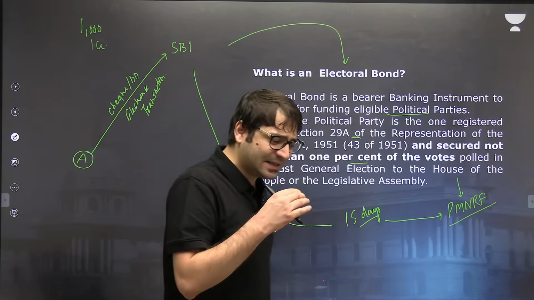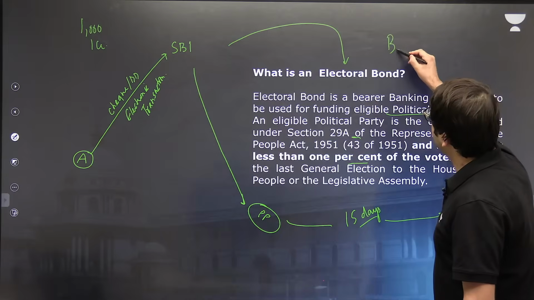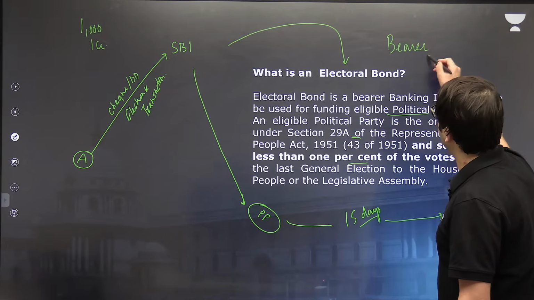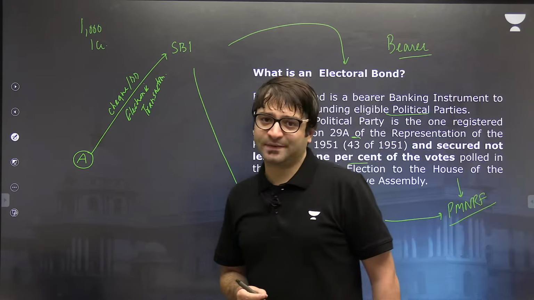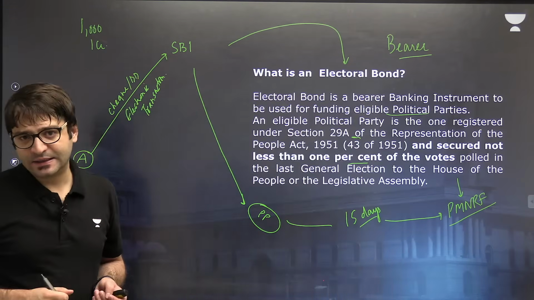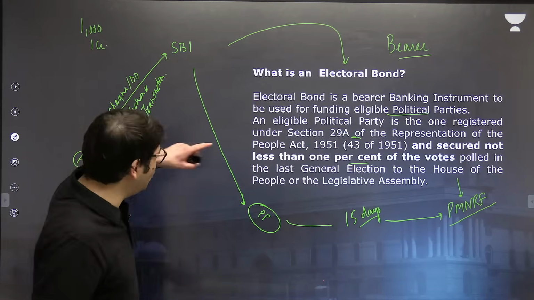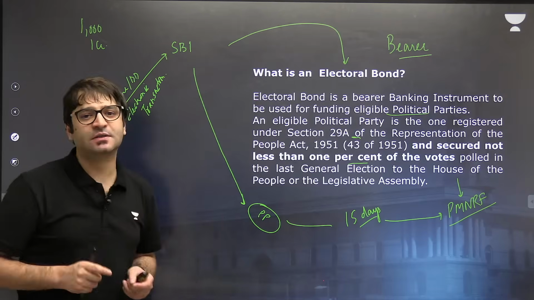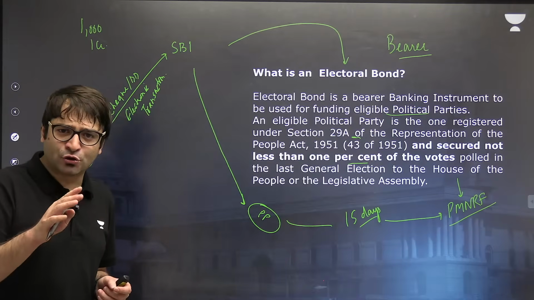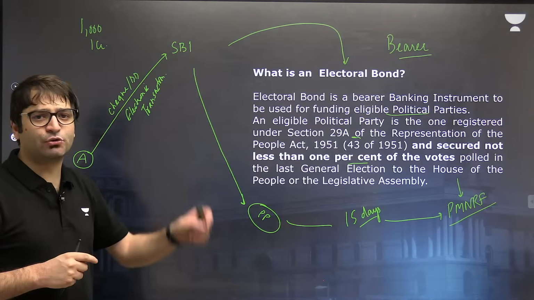The problem is that these electoral bonds are bearer bonds. These are in the form of promissory notes. And this entire process lacks transparency. This entire process is opaque. Because who the donor is remains anonymous. Nobody gets to know exactly who is donating money to a political party.